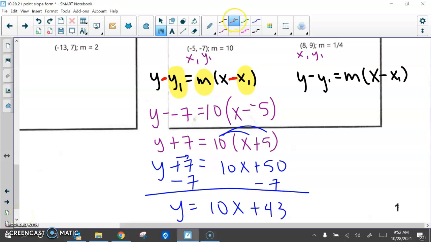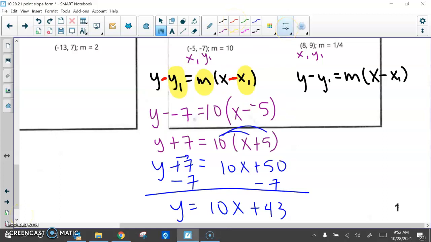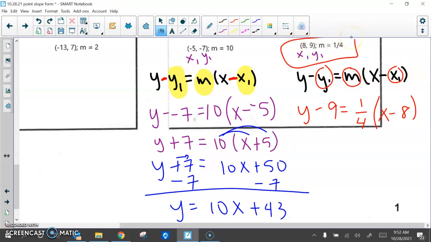Okay, the next one might look a little scary because it has a fraction, but it's really not bad. You're doing the same thing. So y minus 9 equals 1/4 times x minus 8. You're just plugging in what you know. I know y1, I know m, and I know x1. All of that is given right here.